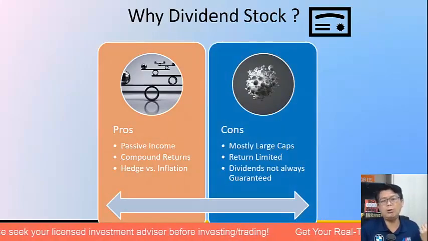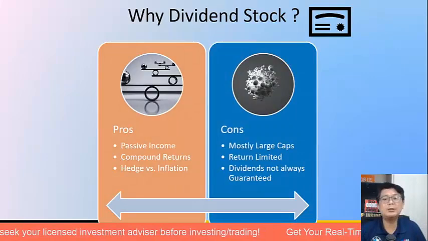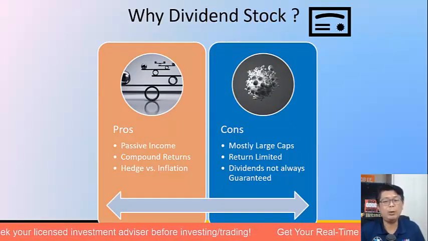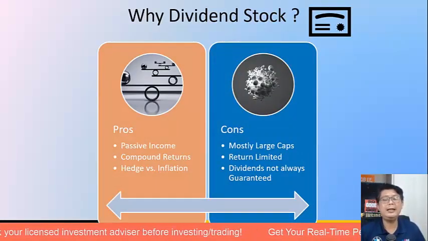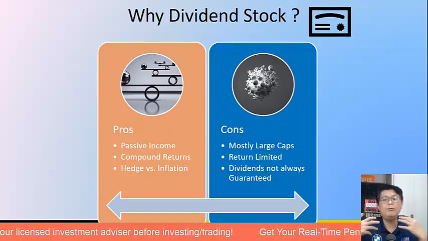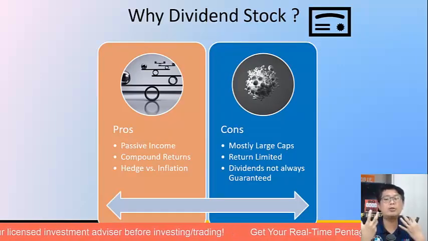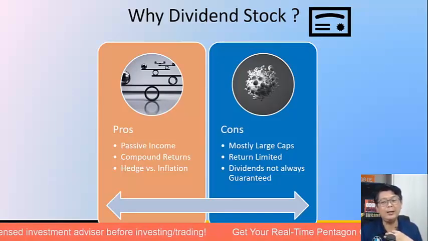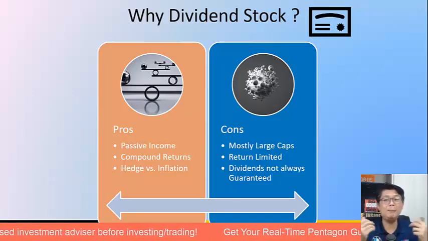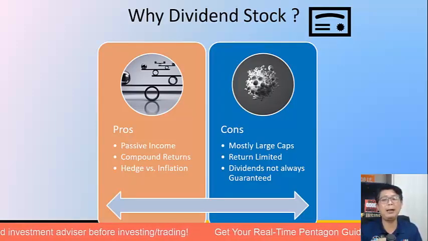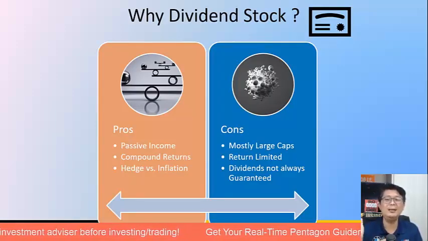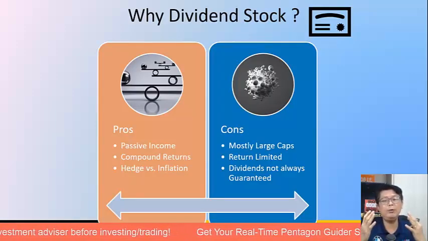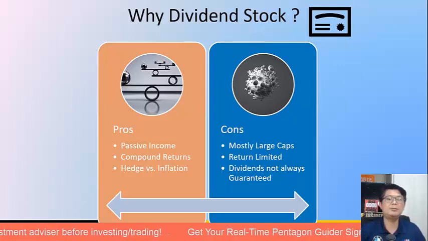Of course, on the cons, the disadvantage is it's mostly large cap stocks. We want to focus on large cap stocks because they have a history of very strong earnings and very strong dividend payments, and you will know that in the next 4 or 5 years it's going to be there. I'll give you an example. Public Bank. I don't think Public Bank will go bankrupt in the next 5 years. It's still going to be there, and that's what we are targeting in some of these stocks.